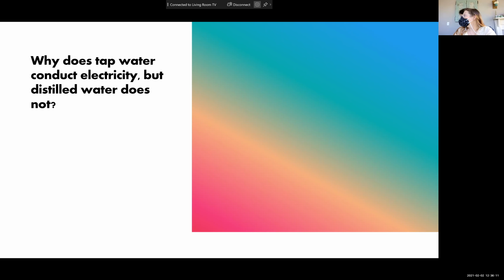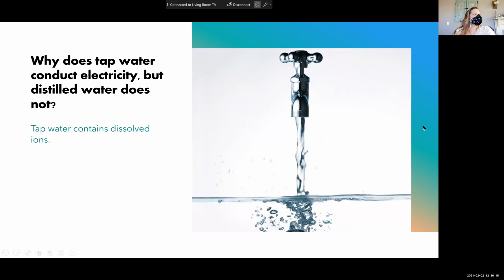Cool it down and okay, later. So tap water contains what? Dissolved ions and minerals. Yes, all kinds of stuff. Dissolved ions, minerals, things like that.